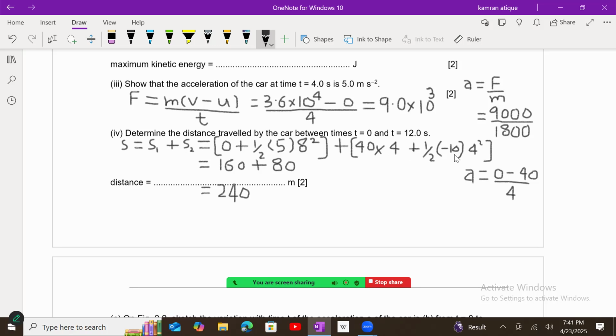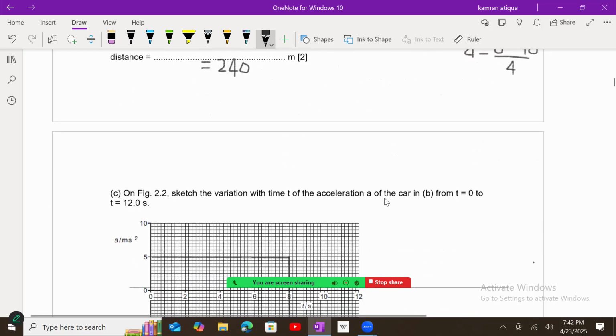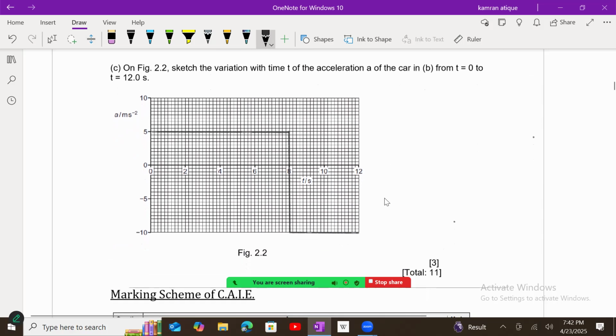From where this 10 is obtained, I have used the formula of acceleration, a equals v minus u over t, and from here I have obtained the value minus 10. I have substituted this value minus 10 here, and the time is equal to 4, so 4 square. Finally, I have obtained S1 equals 160 meters and S2 as 80 meters, and by adding these two, I have obtained the total distance covered S, which was required for the whole journey of 12 seconds, equals 240 meters. Then we come to part C.